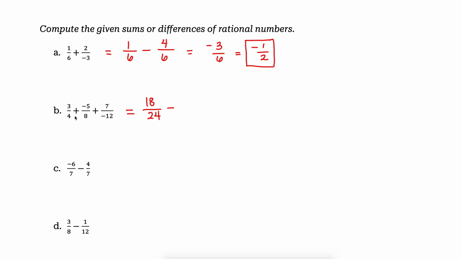So then I do a minus. I'm adding a negative, so it's a minus. Second fraction, I'm going to multiply top and bottom by 3. That gives me 15 over 24. Once again, I'll do a minus, adding a negative. Last fraction, I'm going to multiply top and bottom by 2, so I have 14 over 24. I have the common denominator, so I can go ahead and subtract. 18 minus 15 is 3. 3 minus 14 is negative 11. So I have negative 11 over 24. That cannot be reduced, so that is going to be my answer.